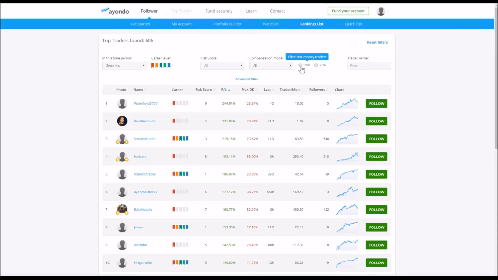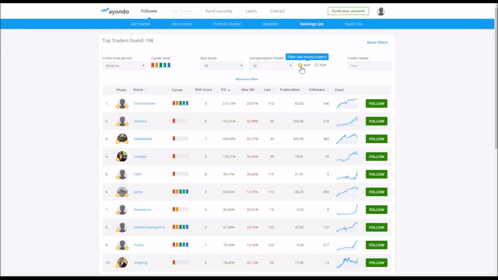So I want to get rid of anybody who isn't trading with real money. Bang, there we go. So straight away, we've lost 400 traders. Okay, so we've now got 198 traders to choose from. Smarty Trader moves to the top because this person is trading with real money, and you can see all these people now all have an R next to the name. And it does make a big difference.